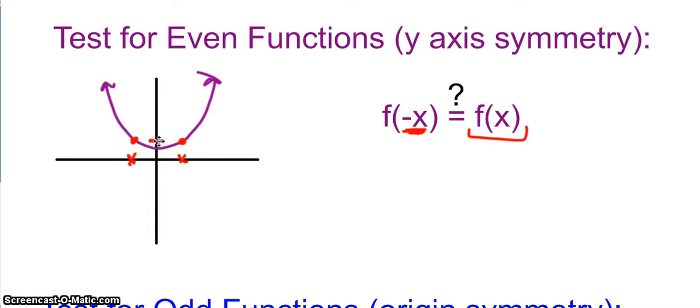The answer is yes. You can do this anywhere along your graph. If I plug in this x value, I get back this y. If I go that same value but in the negative direction, I get back this same y value for both. So that's a way to test for even functions.